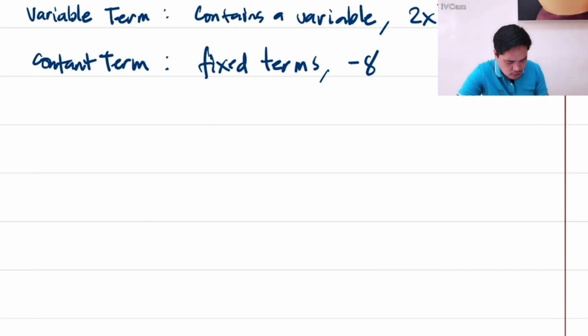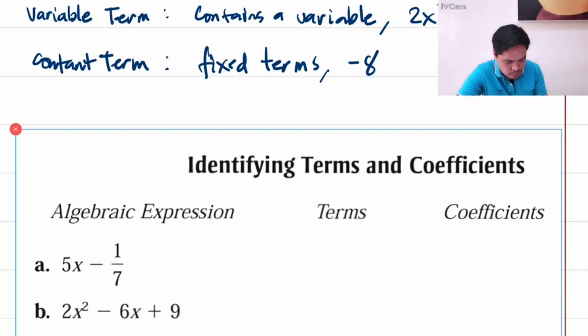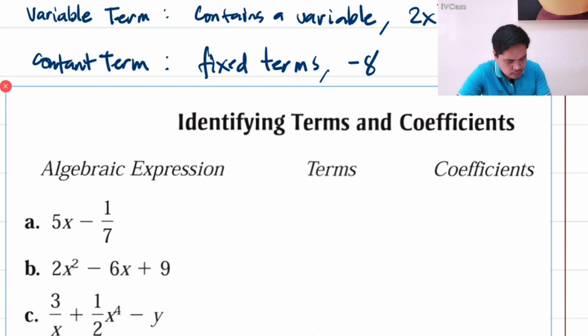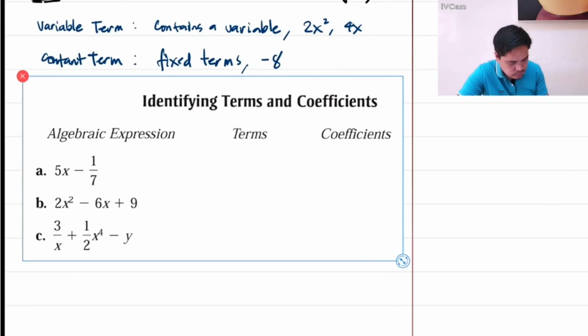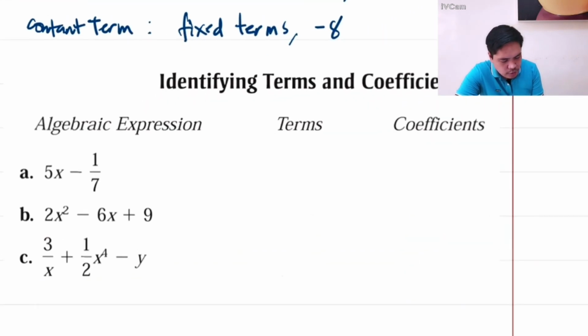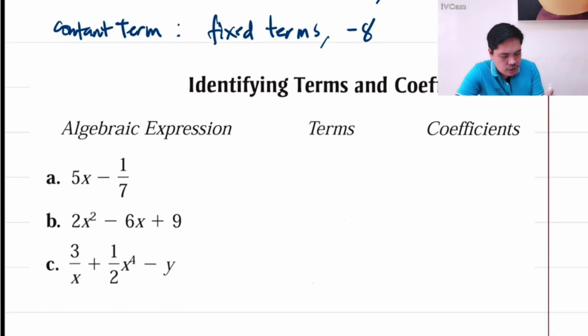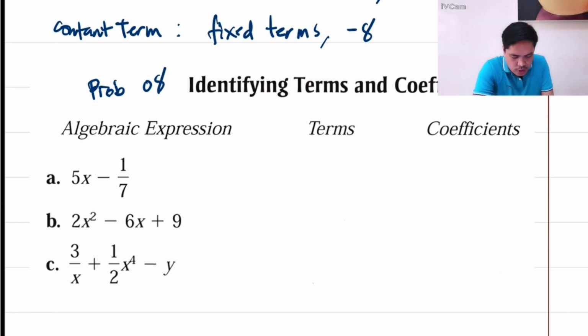Ayun, let's try a problem. Okay, identifying terms and coefficients. This is already our problem 8. Naka 7 tayo the last time. Sorry. Problem 08. Identifying terms and coefficients. Okay, so we have these algebraic expressions. We identify terms and we identify the coefficients. Madali lang naman to. So, walang challenge.